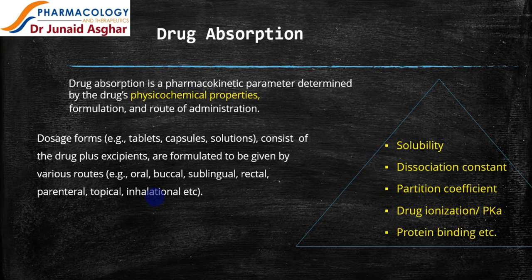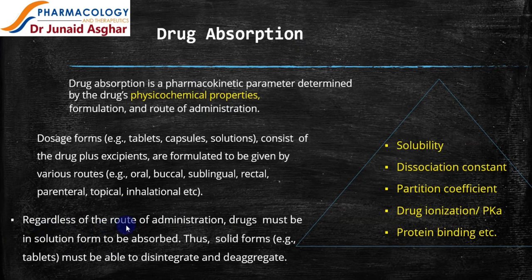The example could be general anesthesia and the use of certain anti-asthmatic drugs such as bronchodilators, which deliver the drug directly into the lungs. Now let's see what is the impact of route of administration on the drug absorption. Regardless of the route of administration, drugs must be in solution form to be absorbed. Thus, solid dosage forms, for example tablets, must be able to disintegrate and deaggregate before they are available for absorption across different parts of the GIT.